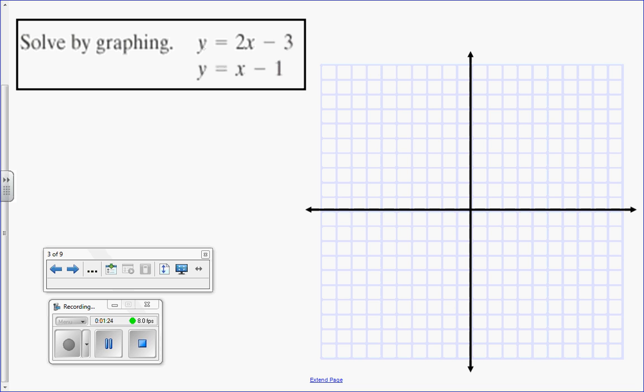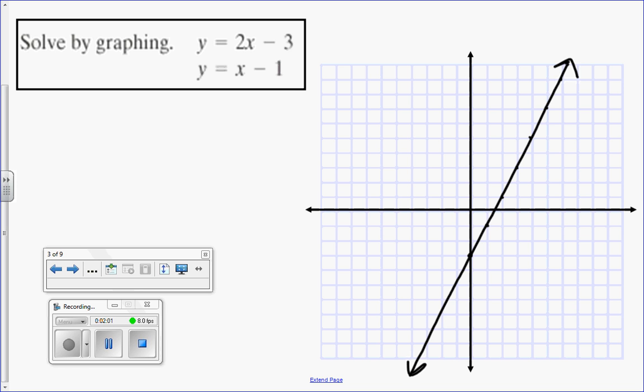So I'm going to start off by graphing 2x minus 3. Remember, 2 is your slope, negative 3 is your y-intercept. So I'm going to start at my y-intercept of negative 3, right here. The slope is positive 2, so I'm going to go up 2 and 1 to the right. I'm going to keep going up 2 and 1 to the right. And then I'm going to take a ruler, and we need to use rulers when doing this. We're going to draw that line. So that's y equals 2x minus 3.